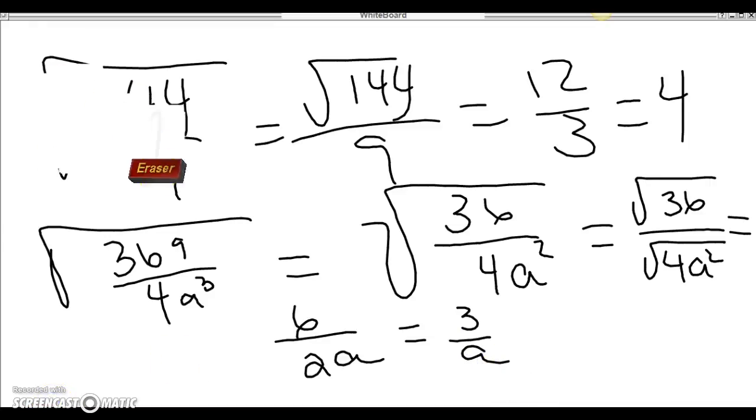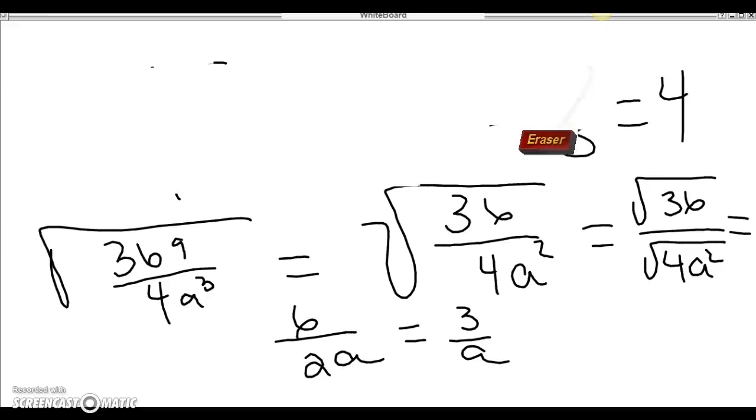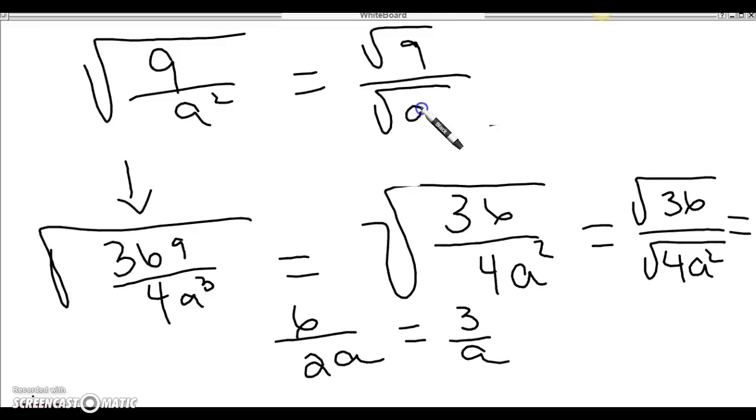Let's look at another way of doing that exact same problem. If I go ahead and divide everything, looking at this problem right here, I get 9 over a squared. Let me break it down a little bit more. Square root of 9 over square root of a squared, which is equal to 3 over a. So I get the same answer by doing it 2 different ways.